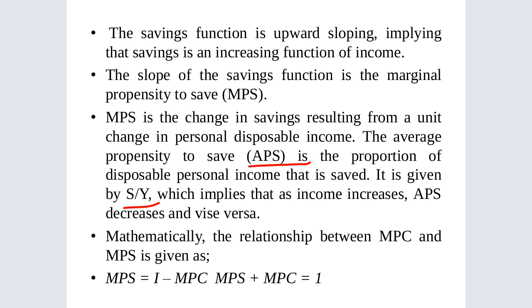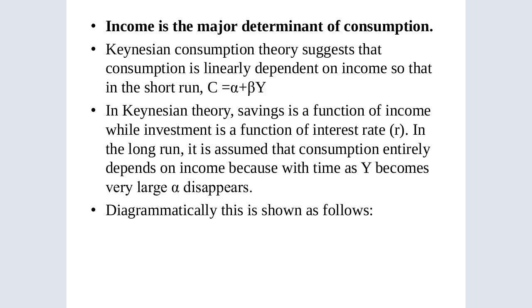So more importantly, you need to understand the relationship between the marginal propensity to consume and the marginal propensity to save. This equation here is very important. The marginal propensity to save is simply 1 minus the marginal propensity to consume. In other words, the marginal propensity to save plus the marginal propensity to consume should add up to 1. That is what that implies.